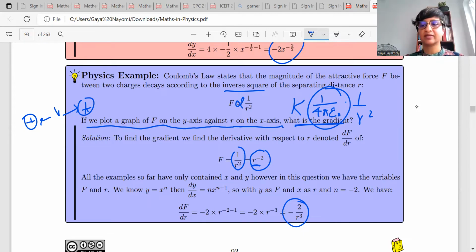Decays according to the inverse square of the separating distance r.